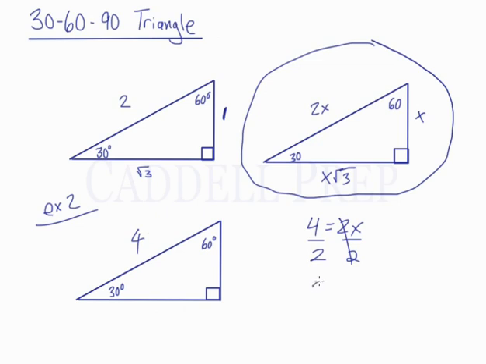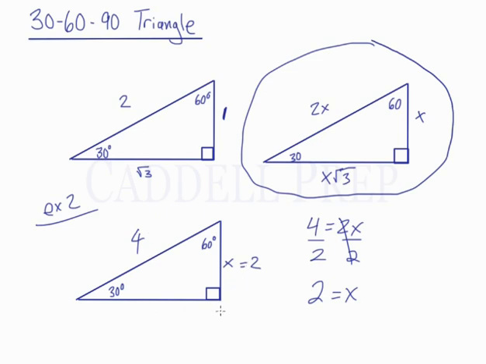And we get that in this case, x is 2. So if we want to find the measure of this side, it's across from the 30-degree angle. Across from the 30-degree angle is just x. So that means this side is x. In our case, x is 2, so this side is 2.